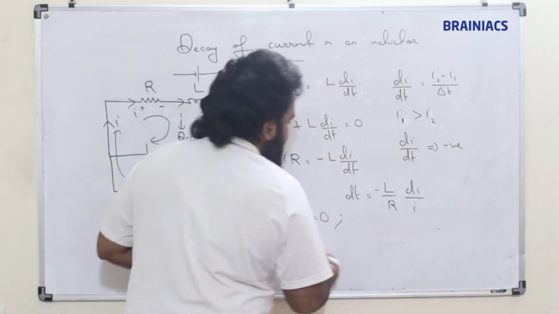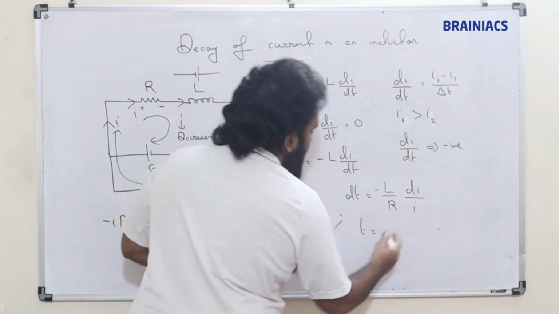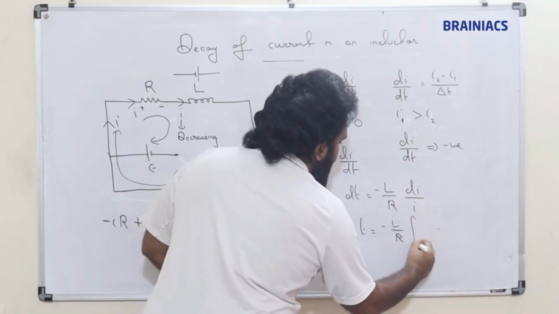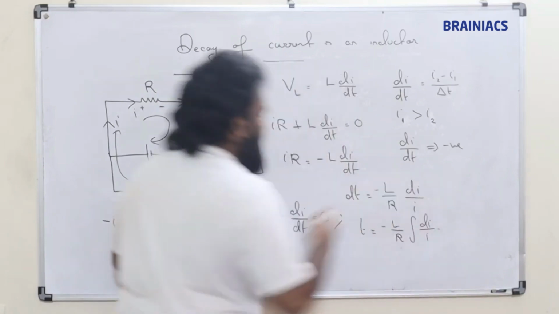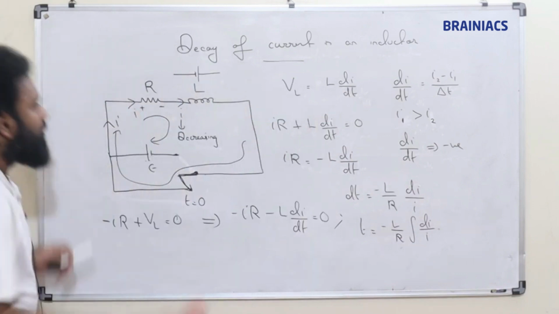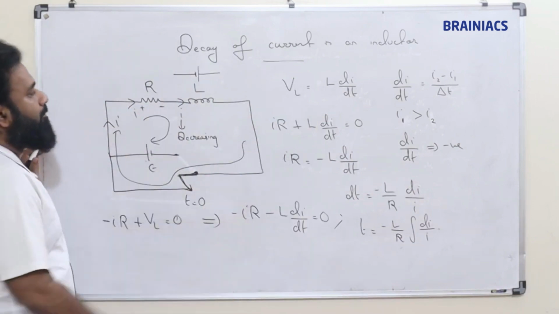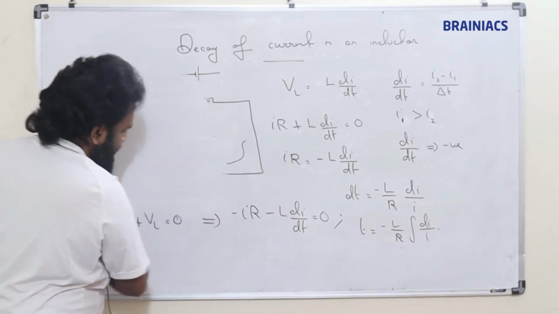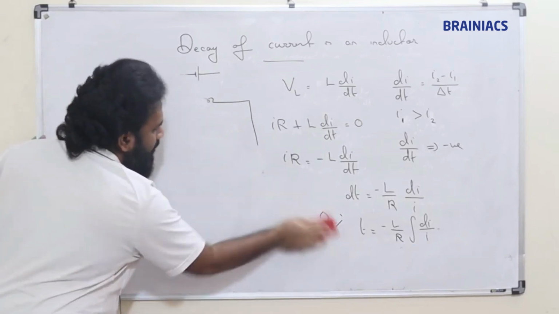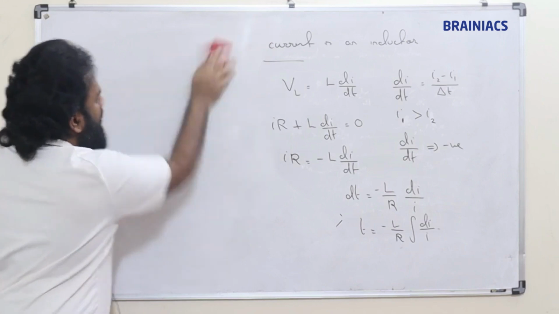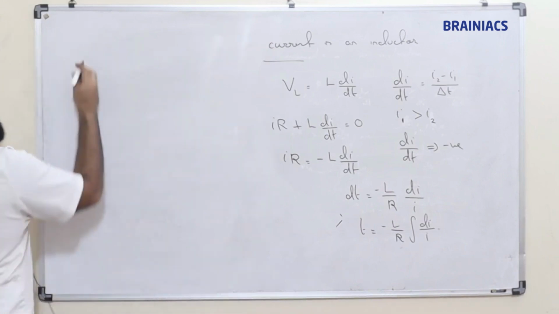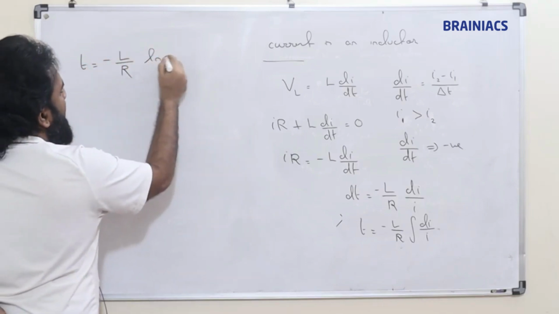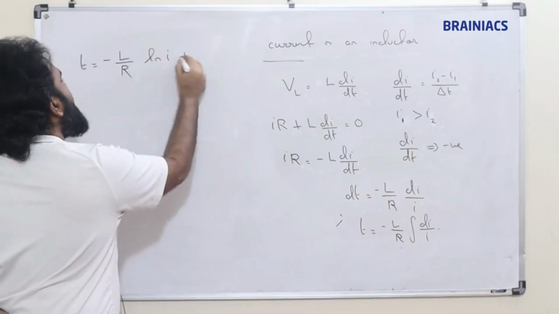Clear? Now when we integrate, t is equal to minus L by R integration of di by I. Note it down. Pause the screen and note it down. We'll continue from there. Okay, done. So t is equal to minus L by R. Integration of that is nothing but natural logarithm of I plus C.